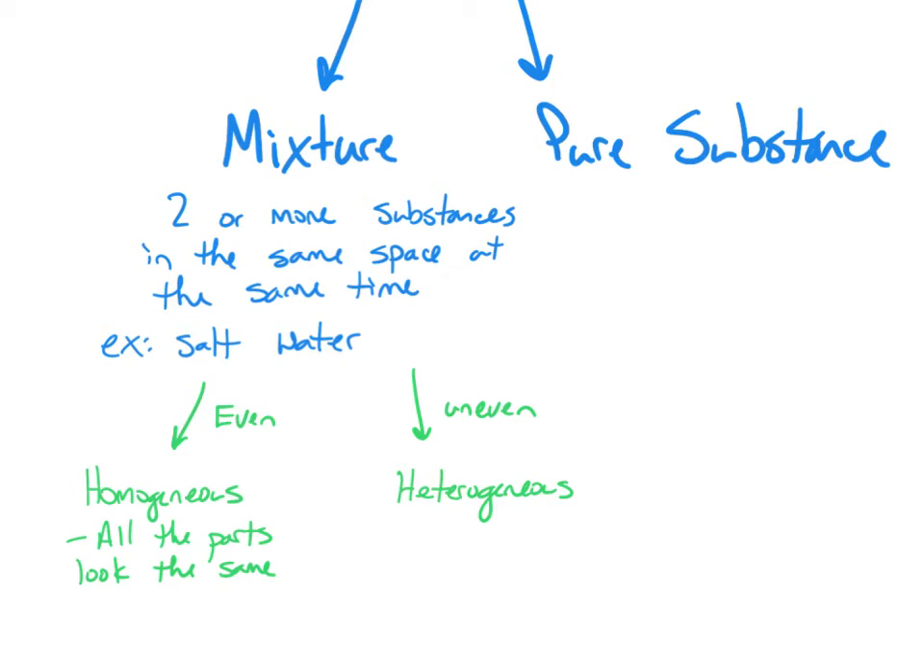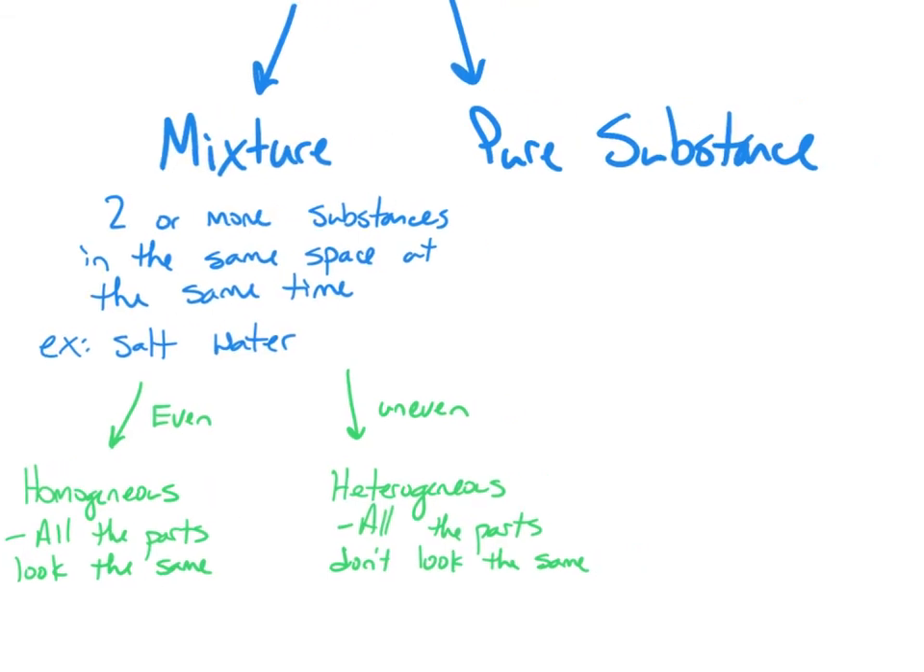Now heterogeneous, on the other hand, is when you can tell the parts apart from one another because they don't all look the same. So if you are, once again, at the beach and you look at the ocean, that's an example of a homogeneous mixture. But if you look down at your feet, you notice the sand, and there's little bits of shells, maybe different sizes of sand particles, and even maybe different colors of sand. And this is a heterogeneous mixture because all the particles don't look exactly the same. They are distinguishable from one another. So in summary, mixtures are when two or more substances occupy the same place at the same time, and those mixtures can be broken down into even and uneven mixture, or homogeneous and heterogeneous.